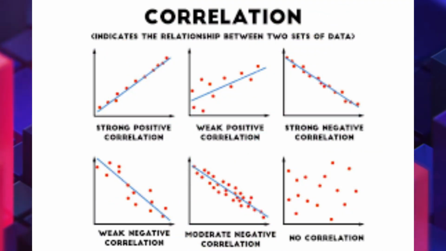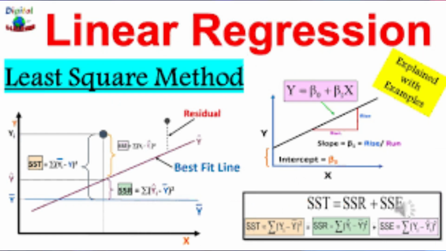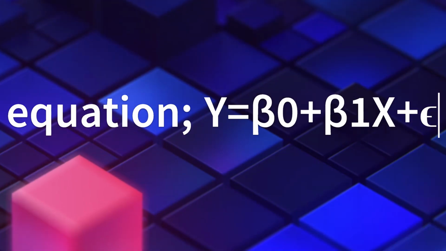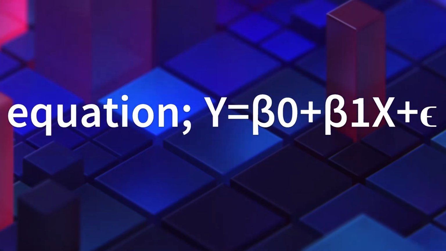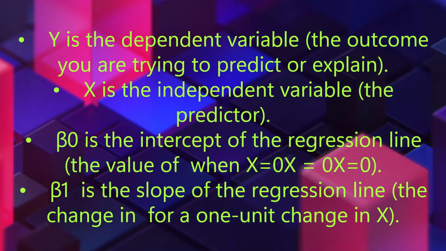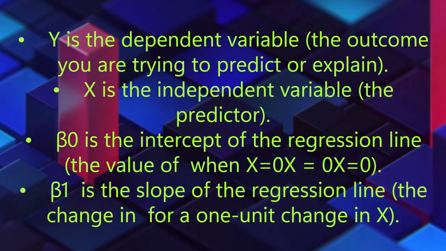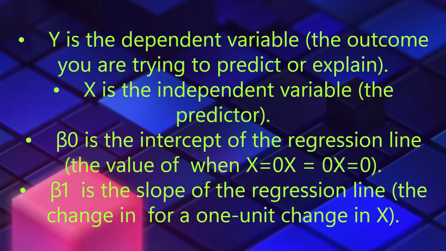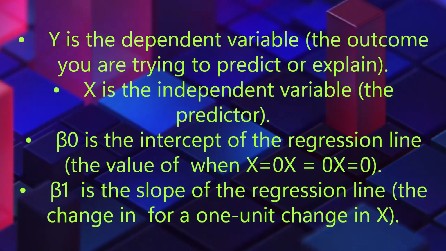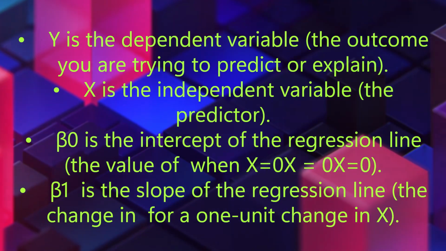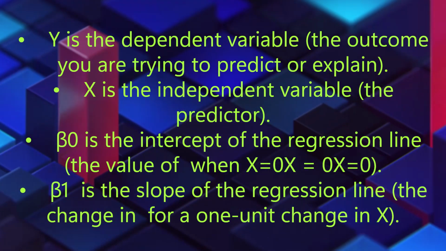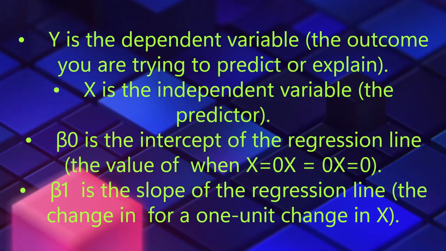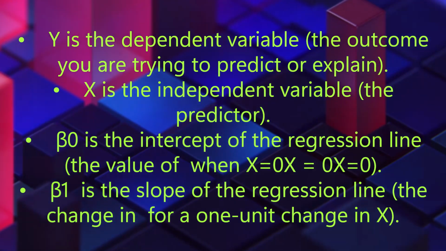So, a simple linear regression model can be presented by the equation y equals beta naught plus beta 1 x plus epsilon, where y, of course, is the dependent variable, and x is the independent variable. Beta naught is the intercept of the regression line. What do I mean by this? When the value of x is equal to 0, beta naught represents the value of y. While beta 1 is the slope of the regression line.